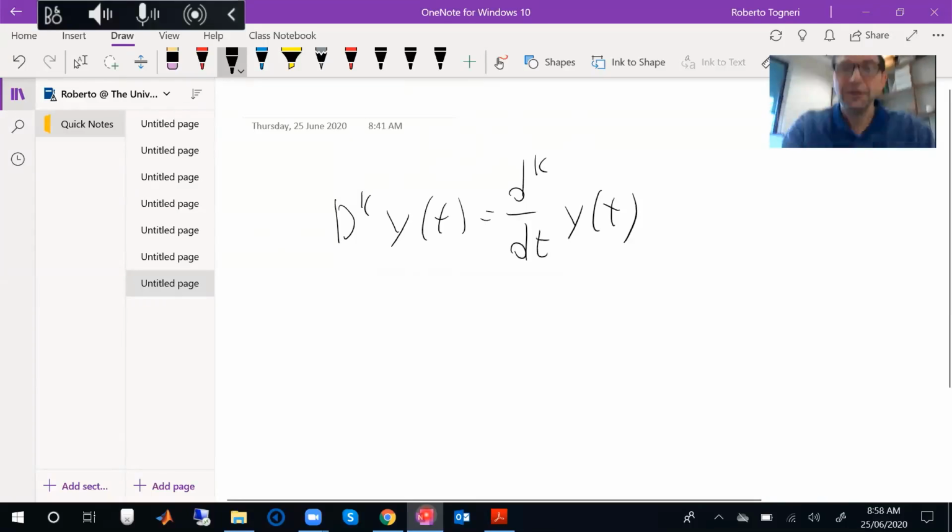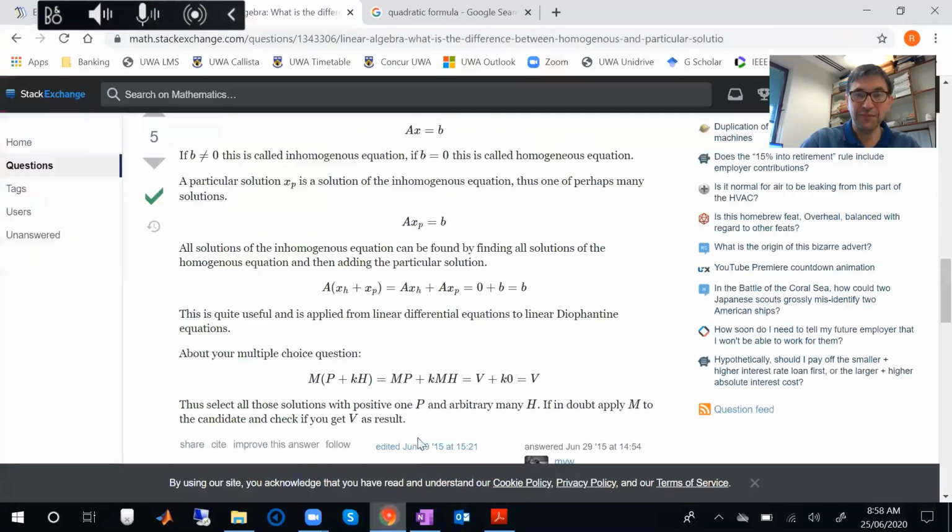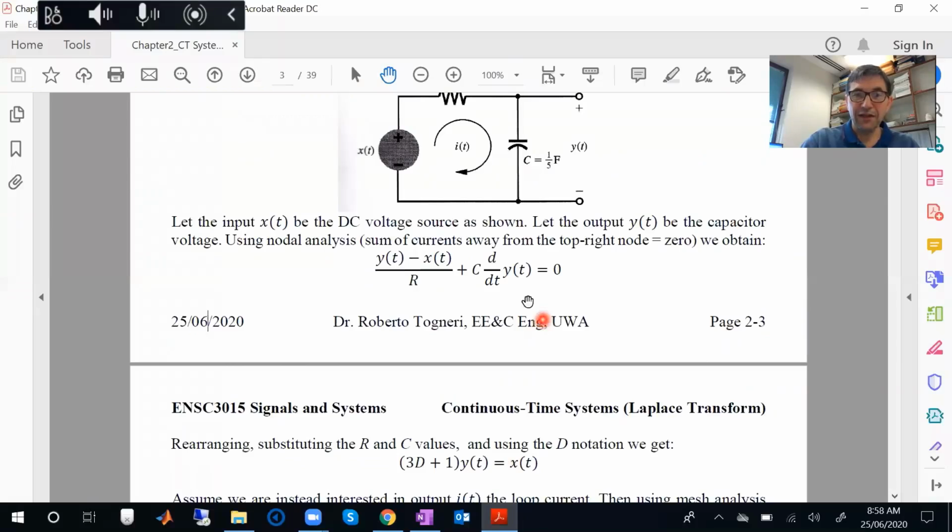In other words, rather than using this notation here for differentiation, replace it just by D. And it allows us to do a very clever trick, as we will see right now. And it allows us to literally extract the D outside the Y.